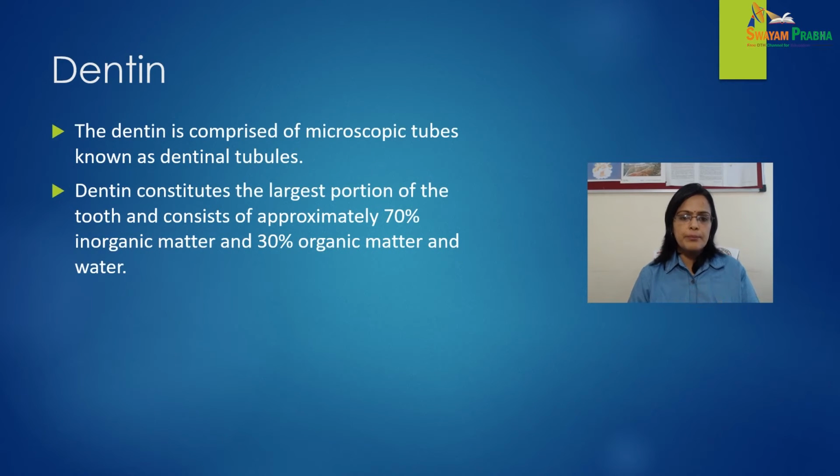Dentine is comprised of microscopic tubes known as dentinal tubules, and it constitutes the largest portion of the tooth. It consists of approximately 70% inorganic matter and 30% organic matter and water. The inorganic matter is calcium and phosphate ions that form hydroxyapatite crystals as in enamel, but the crystals are 30 times smaller, making dentine somewhat softer than enamel. That is why we say enamel is the hardest substance.